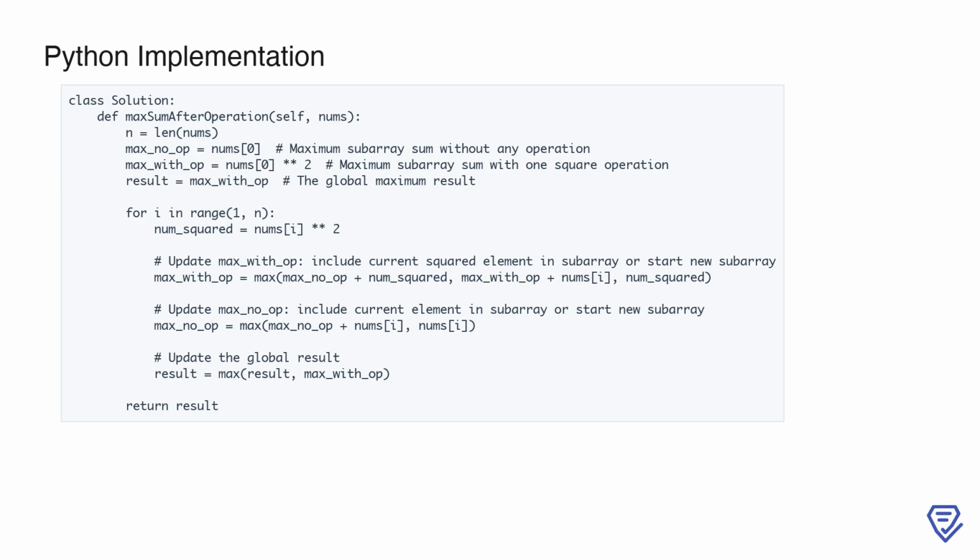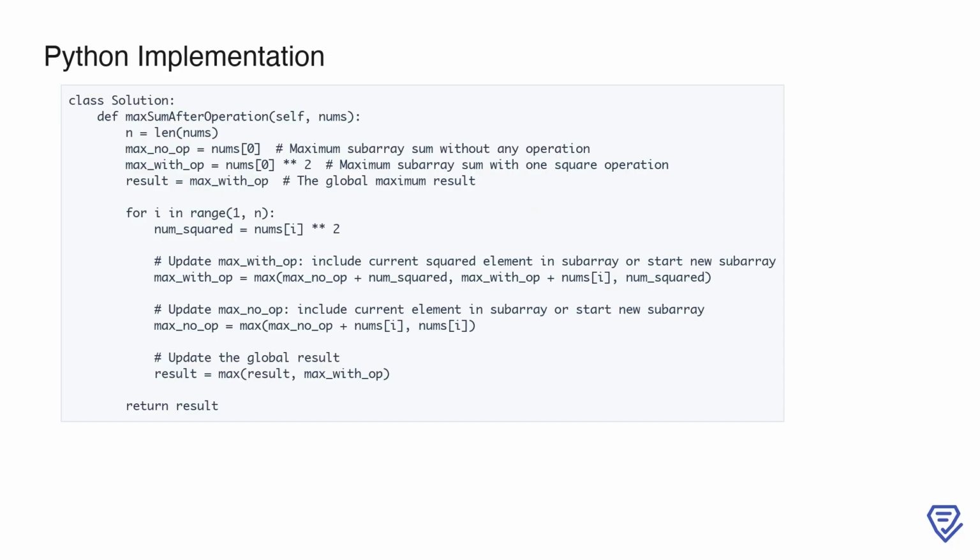Max_with_op tracks the maximum subarray sum where one squared operation has been applied. It starts as the square of the first element. Result keeps track of the global maximum result, initially set to max_with_op. 2. Iterating through the array. For each element in the array, starting from index 1, calculate number_squared as the square of the current element.